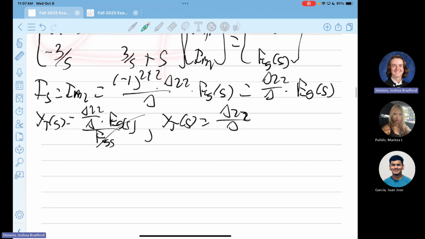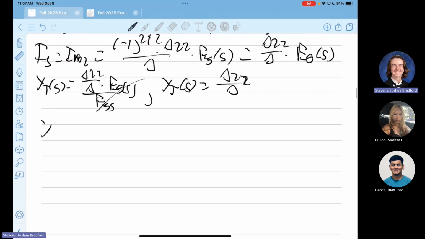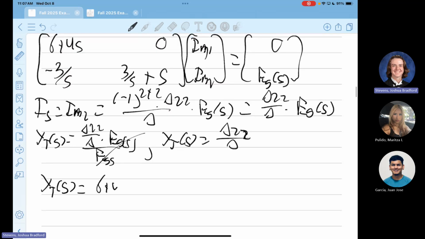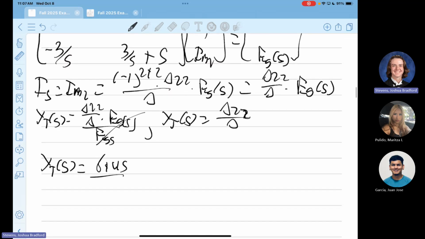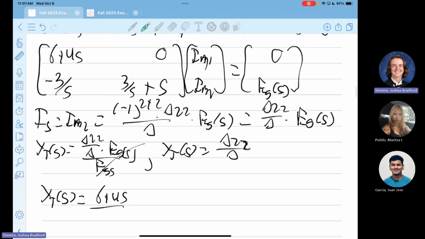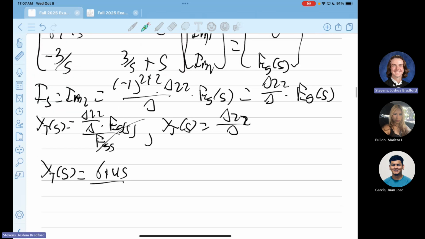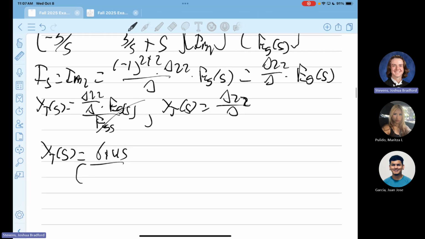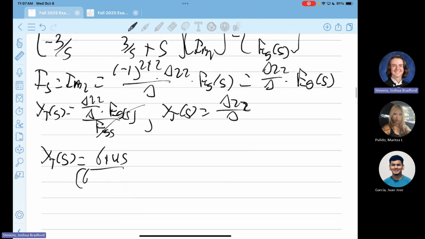Okay. So that means YT of S equals 6 plus 4S times the determinant, which is top left multiplied by bottom right, minus bottom left times top right. Well, what's top right? That term just is literally 0. So the denominator becomes 6 plus 4S times 3 over S plus S.